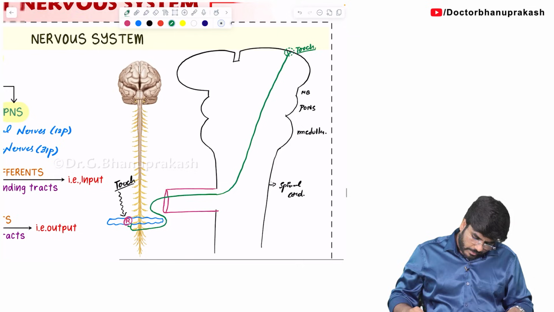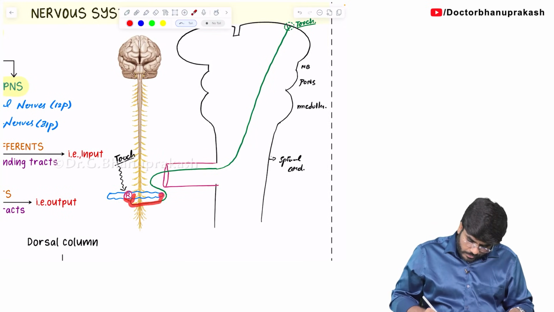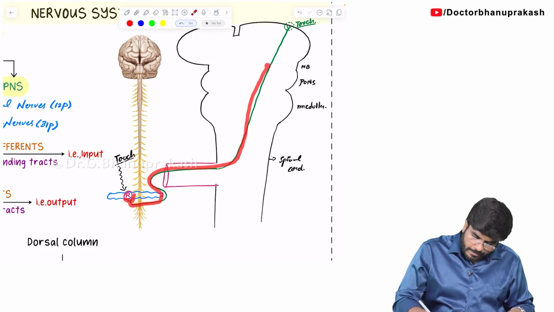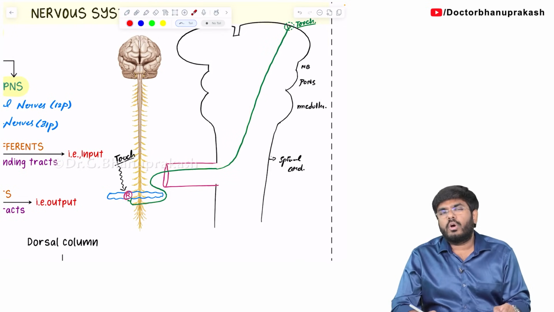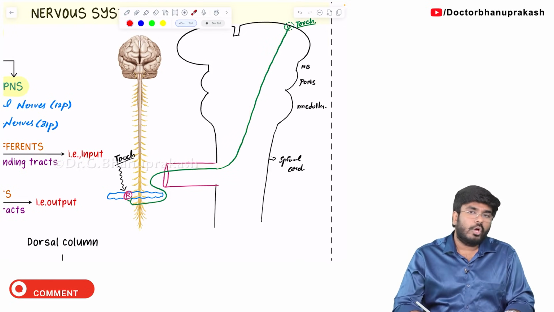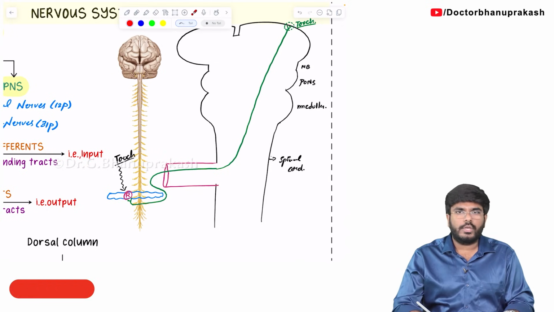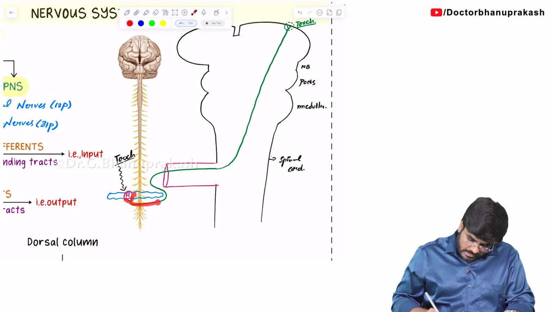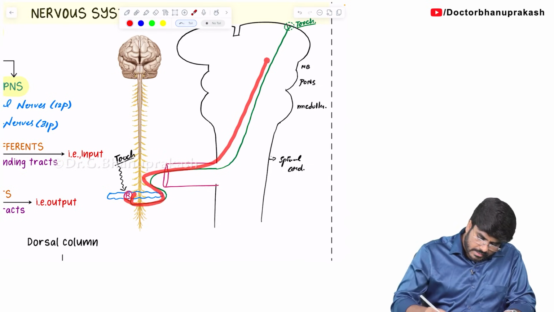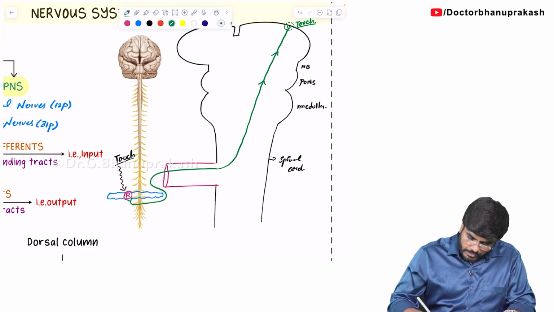Now, you tell me, what is this neuron doing? It is taking the sensation towards the brain. So, do you call it a sensory neuron or motor neuron? What do you call it? Is it a sensory type of neuron or motor neuron? It is taking the sensation towards the brain. So, yes, these are sensory neurons. This green color neuron is a sensory neuron.